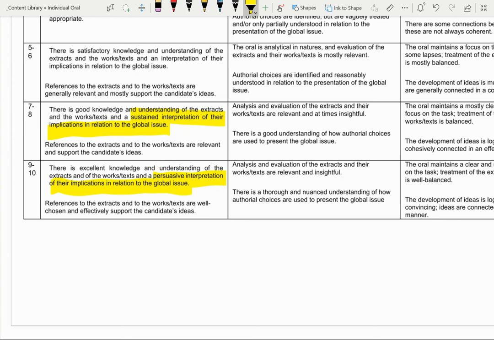Everything that you say about the text, all of your knowledge, all of your understanding of the extracts, the works, the text, has to be through the lens of the global issue. Everything has to be tied back to it. Otherwise, you're not going to score marks.